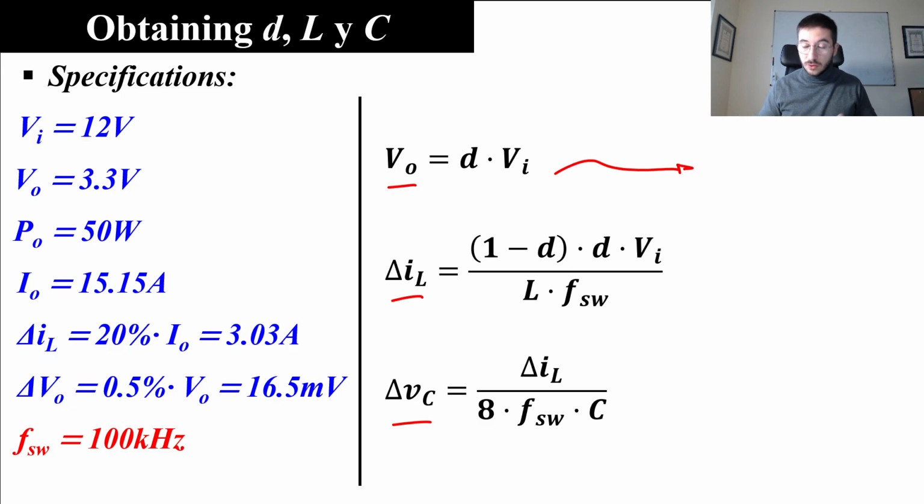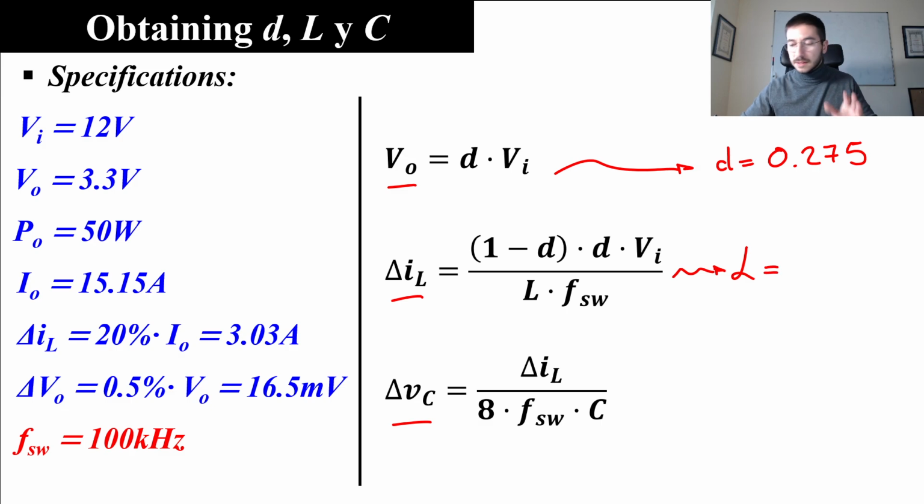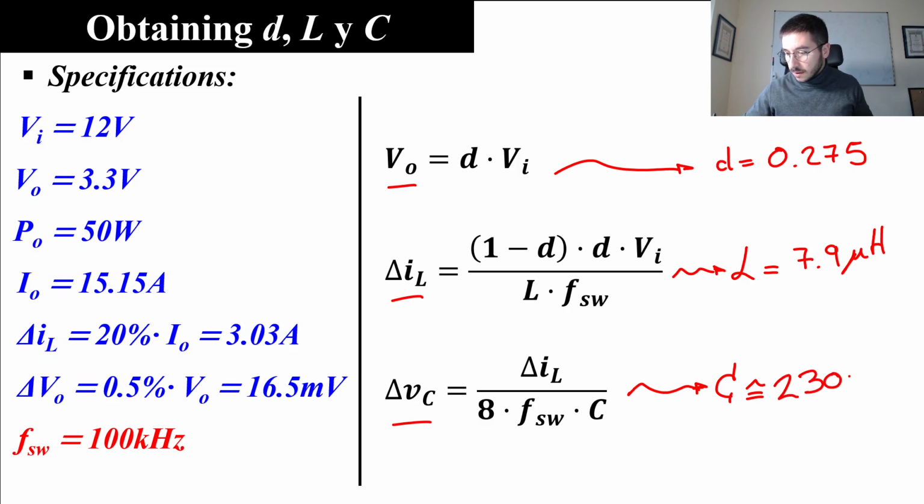The first equation allows us to determine the duty cycle, which is 0.275. The second equation allows us to determine the inductance, which is more or less 7.9 microhenries. And the last equation allows us to determine the capacitance we need. In this case it is like 230 microfarads. Well, let's put this information in the circuit.